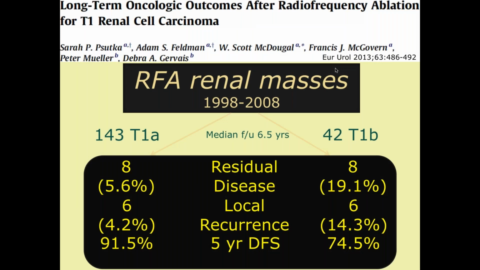And really, I think a classic study came out of Mass General. They looked at 10-year data of using radiofrequency ablation in T1A and T1B lesions, with a follow-up here greater than 6.5 years. And what was interesting in this study, published in 2013, so almost 5 years ago, is they saw that residual disease was low in the T1A lesions, local recurrence, again, low in the T1A lesions, and 5-year disease-free survival was 92%. Again, expected to be higher, but I think for initial work, 10-year data, this is quite good.